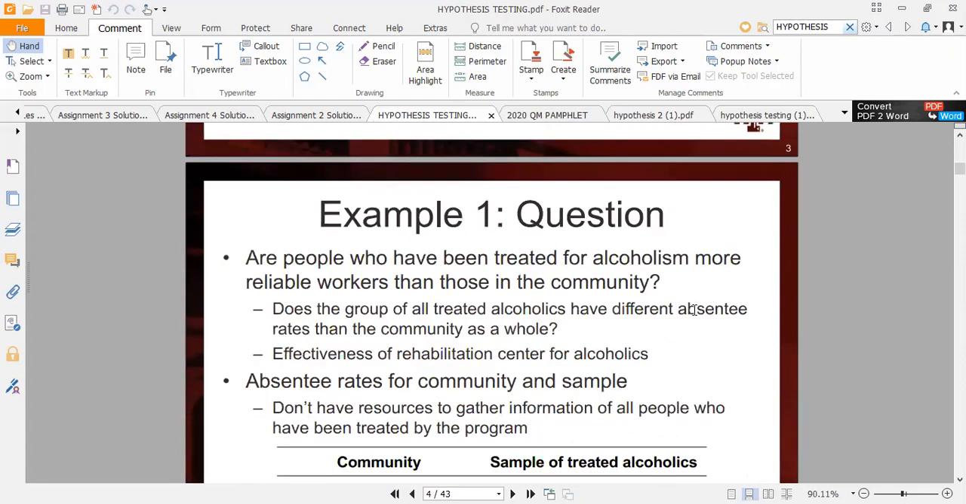So just to make it applicable, are people who have been treated for alcoholism more reliable workers than those in the community? We want to test this and want to see whether there's an effectiveness in reliability between those who are treated and those who are not. So this is a clear example of how hypothesis testing could be. You're testing samples of reliability between two groups.